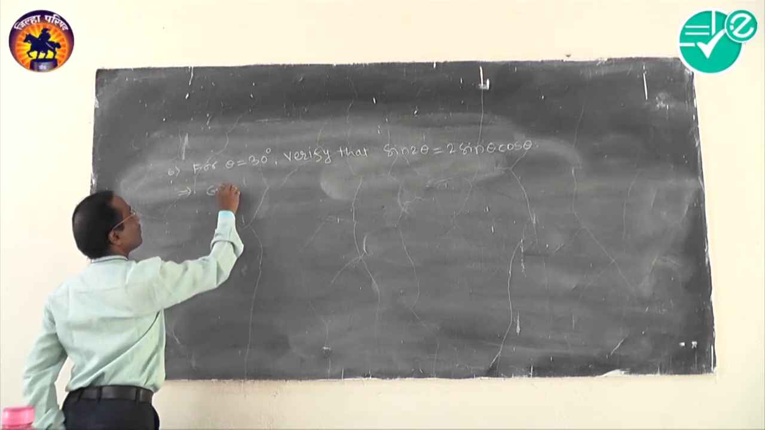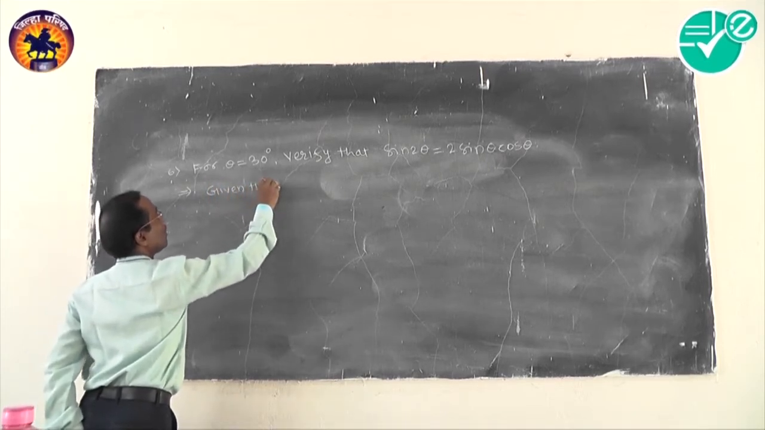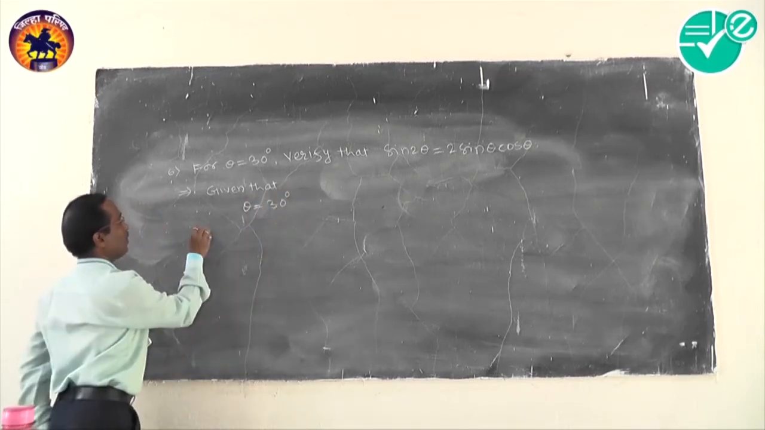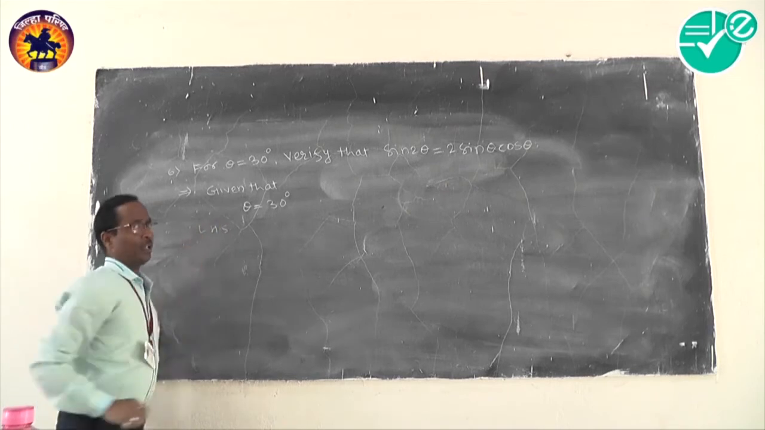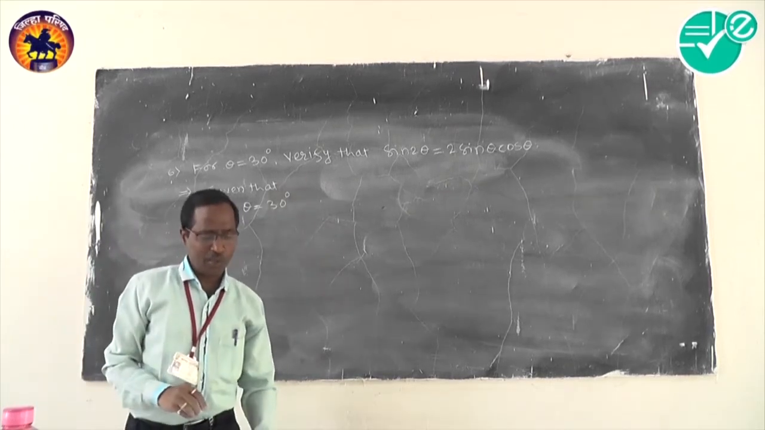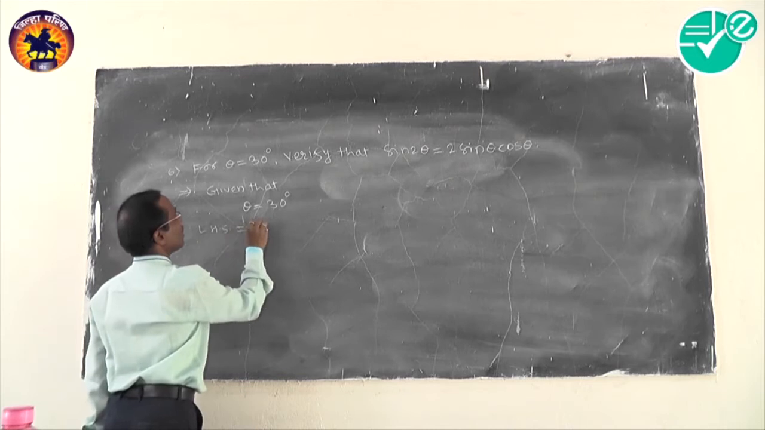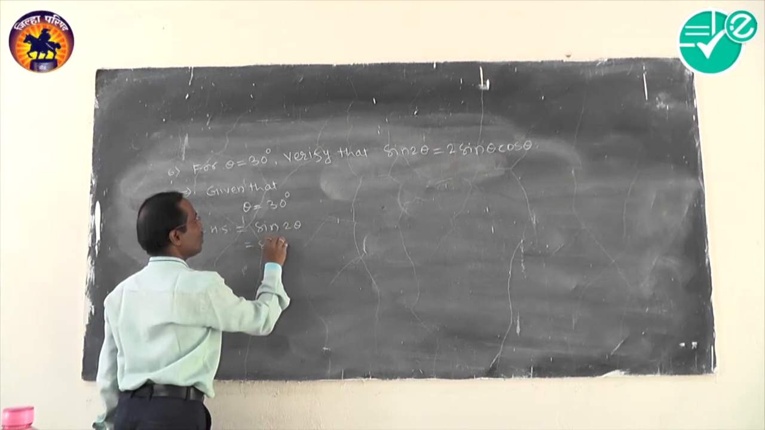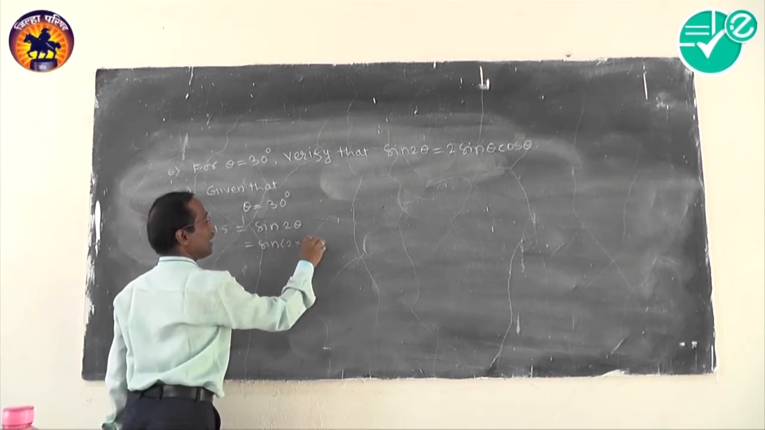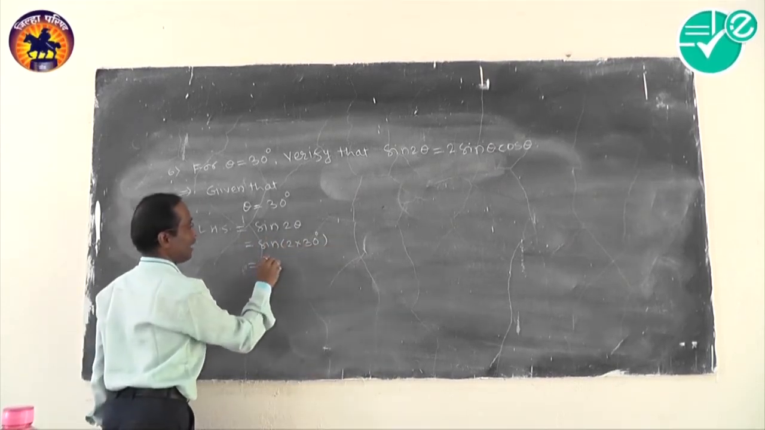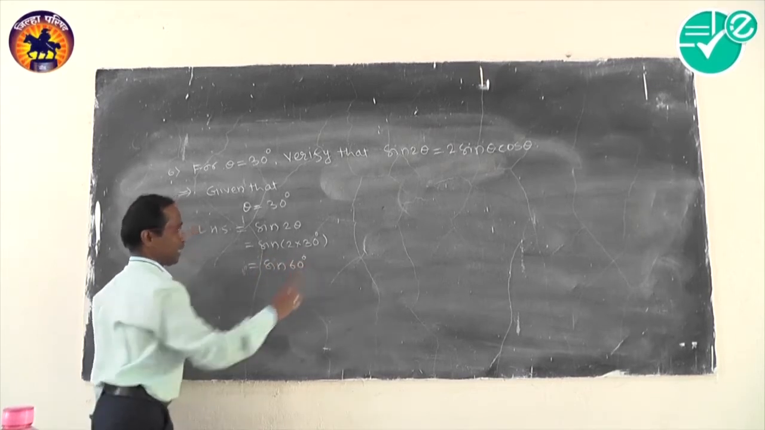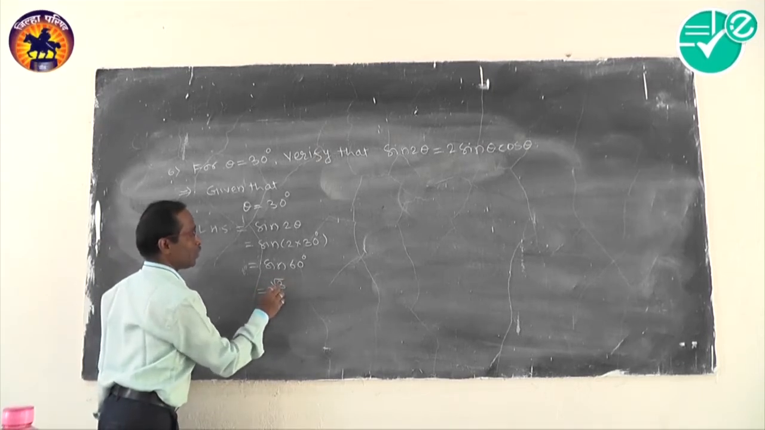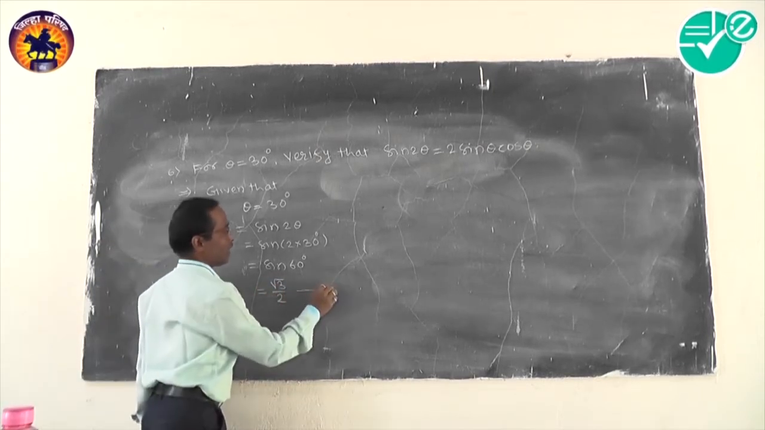Given that theta is equal to 30 degrees. Therefore LHS, what is the LHS? Verify that means sin 2 theta. Sin 2 theta, we get sin 2 into 30 degrees. So we get sin 60 degrees. And what is the value of sin 60 degrees? Root 3 by 2. This is equation 1.